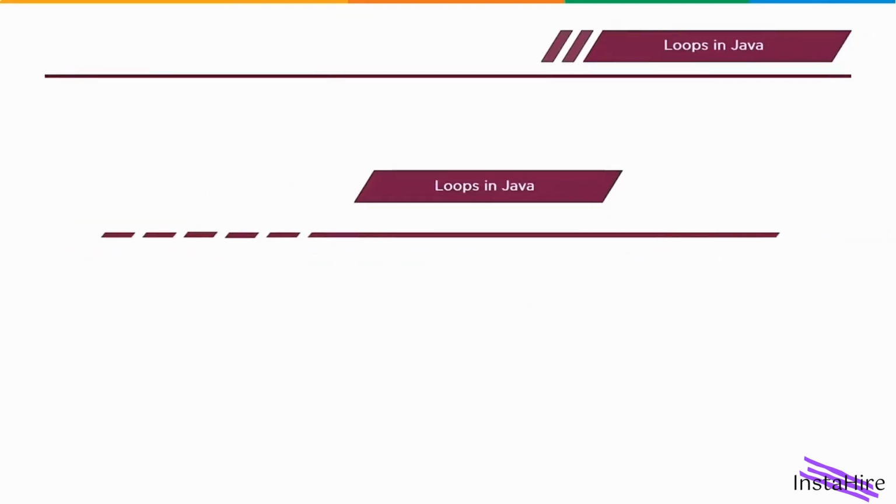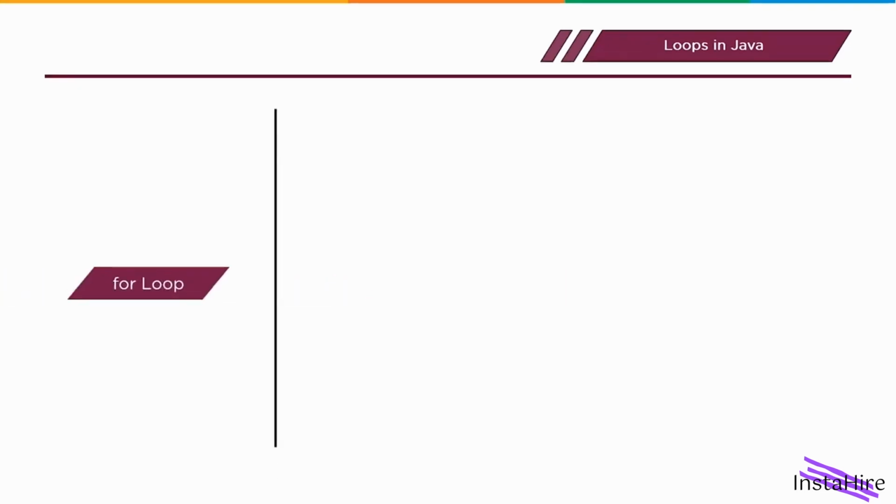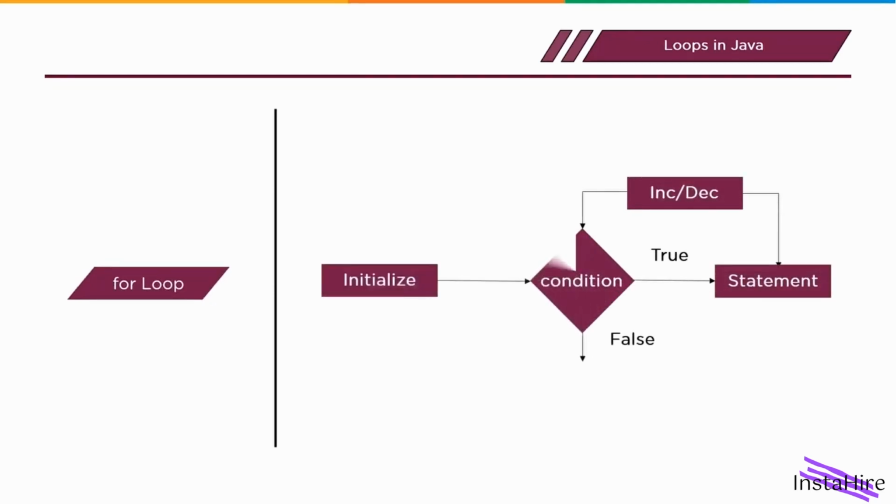Earlier we discussed the control statements, which were the if else ladder, switch, etc. Now we will continue with the loops in Java, which are the for loop, while loop, and do while loop. So the first one we have is the for loop. On the right hand side, you can see a flow diagram.